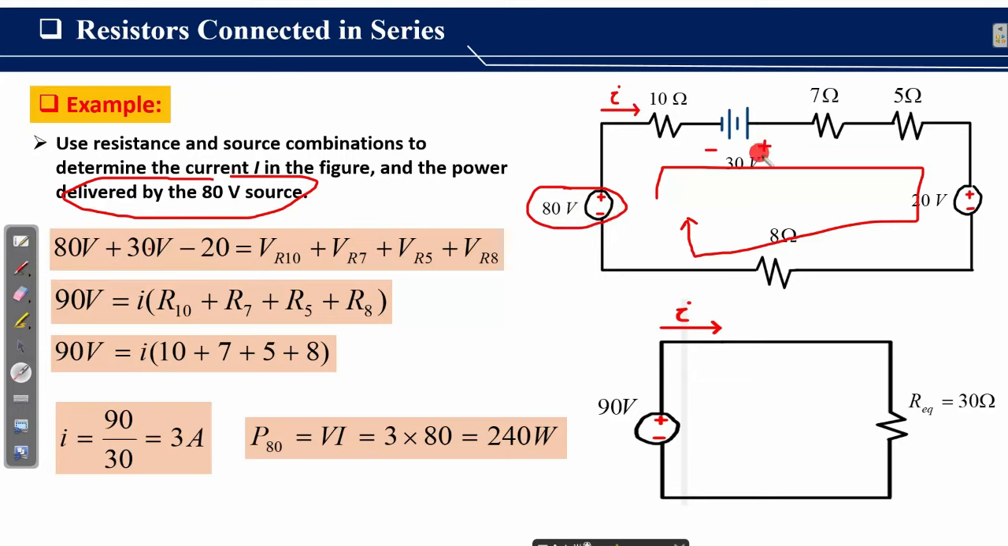We can also replace the above circuit by this equivalent circuit. It consists of an equivalent voltage source which can be obtained from the three voltage sources, 80 volt, 30 volt and 20 volt, and the equivalent resistance, which can be obtained from the addition of the series combination of 10 ohm, 7 ohm, 5 ohm and 8 ohm, and that is equal to 30 ohm.